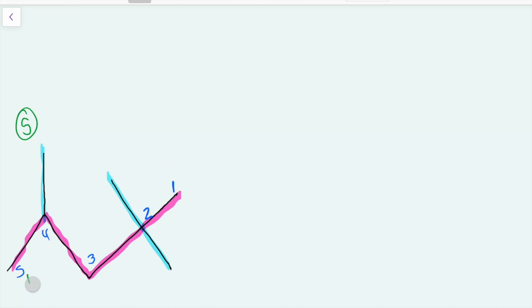Get rid of those green numbers real quick. So we know it's a 5 carbon chain, so it's going to be another pentane. The way you would label this is 2,2,4, and those are going to be methyl groups. Methyl pentane.